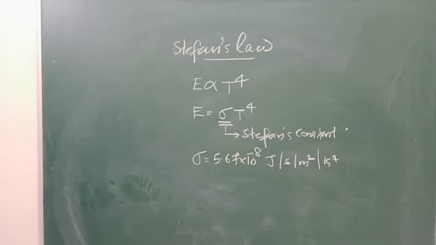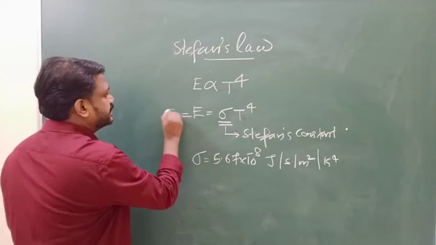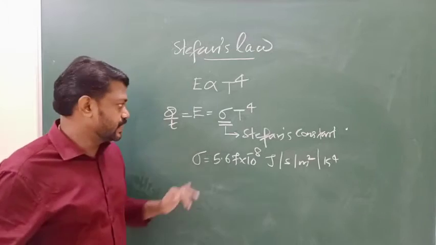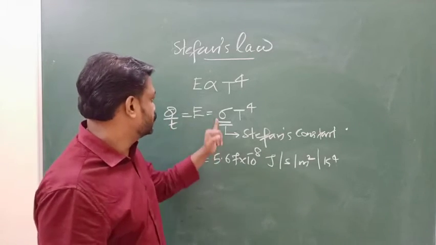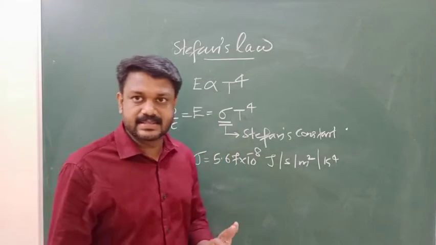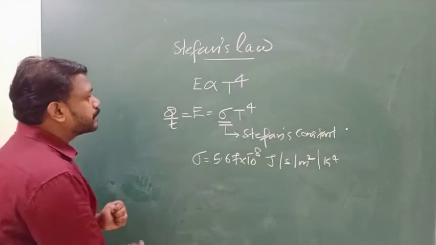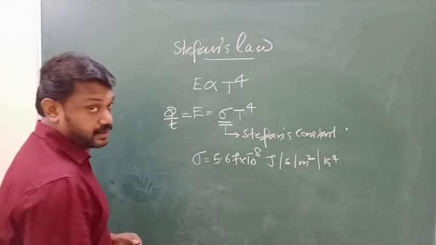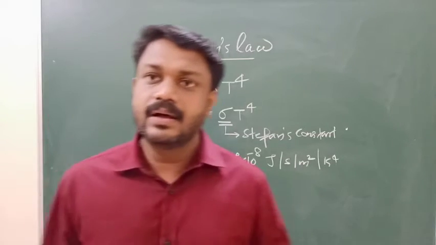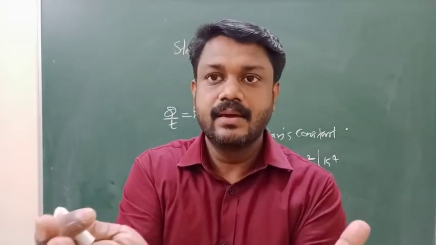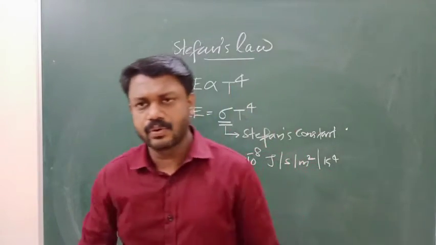We have already said that E is Q by t, the radiant energy emitted per second per unit area. So E is equal to sigma T to the power 4, that is Stefan's law. And I already told you that a black body is not an alien thing. You can make your own black body.